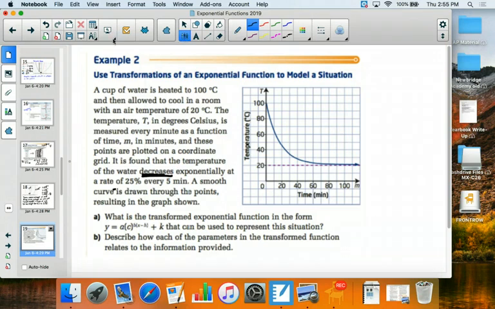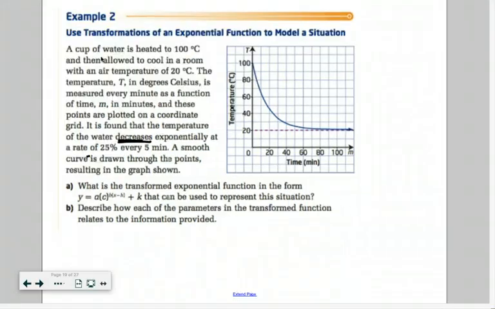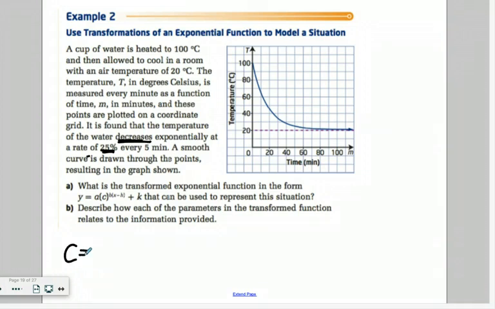And again, if you go back to the slides from 7.1, when something decreases by a percentage, we talked about how to find the ratio there by taking 1 and subtracting that. So the c value in this equation is going to be 1 minus 0.25, which is 0.75. So that's how we would get that value.